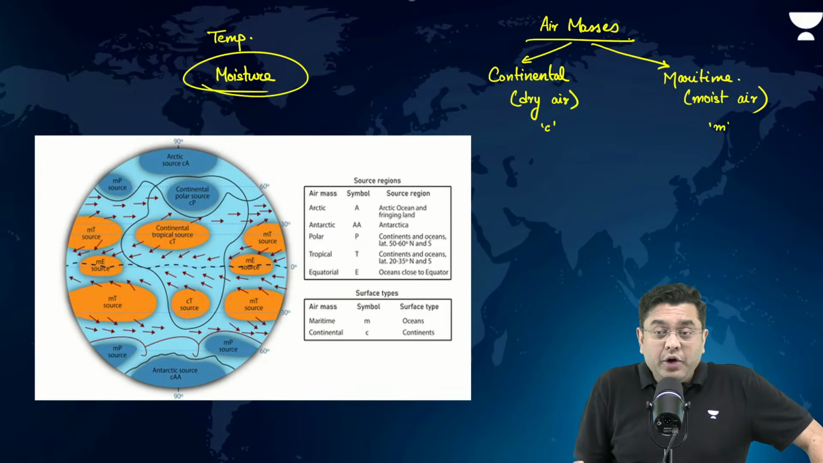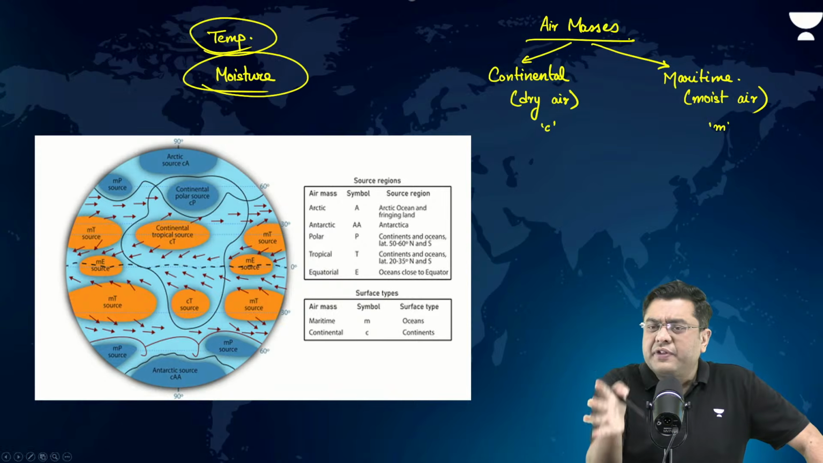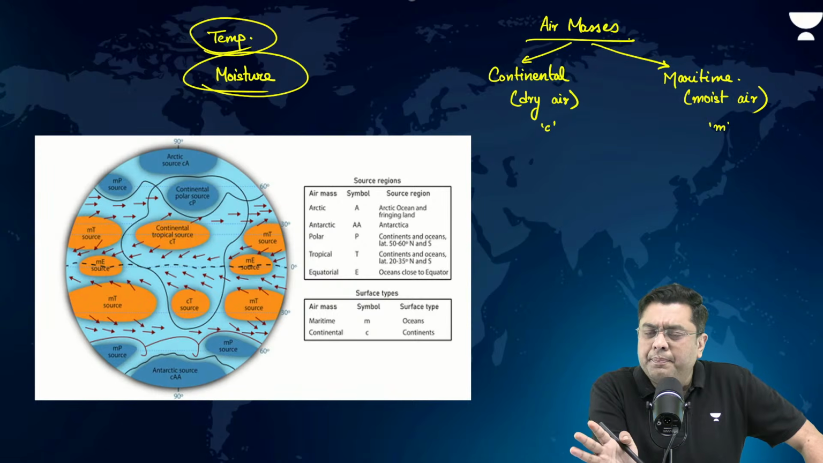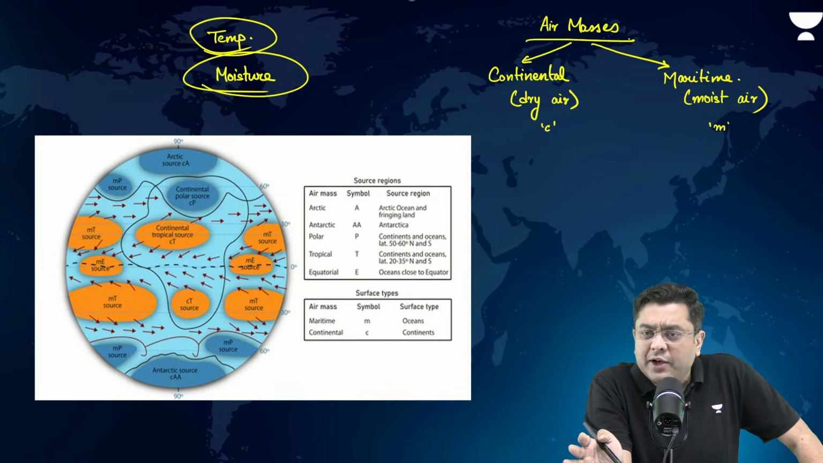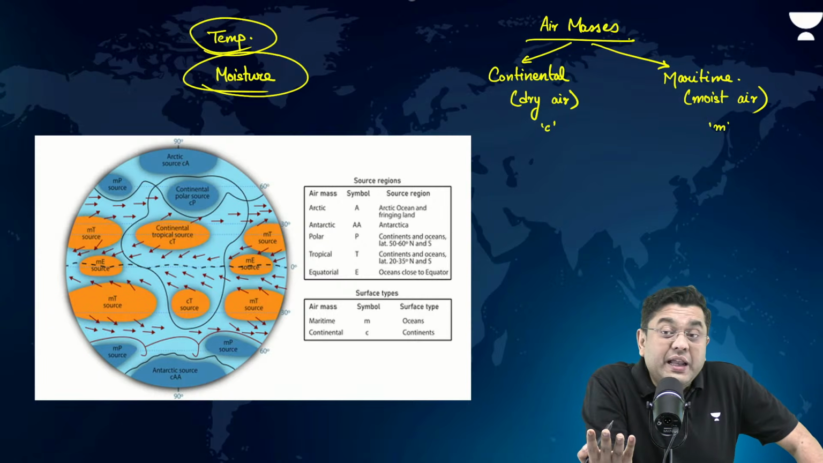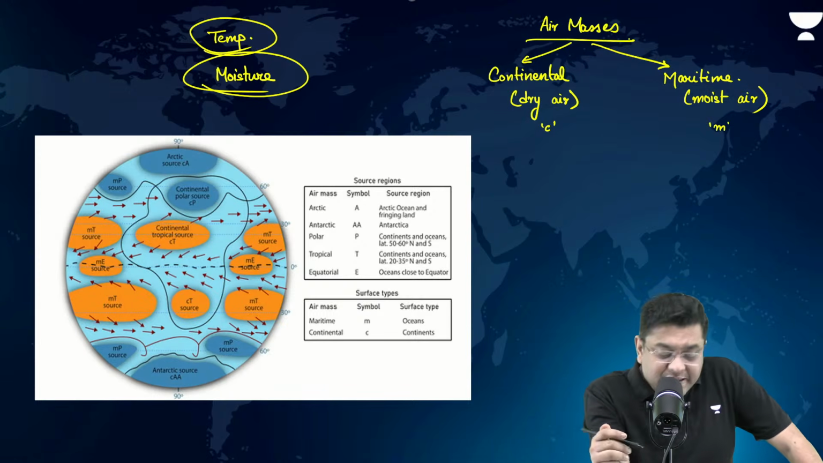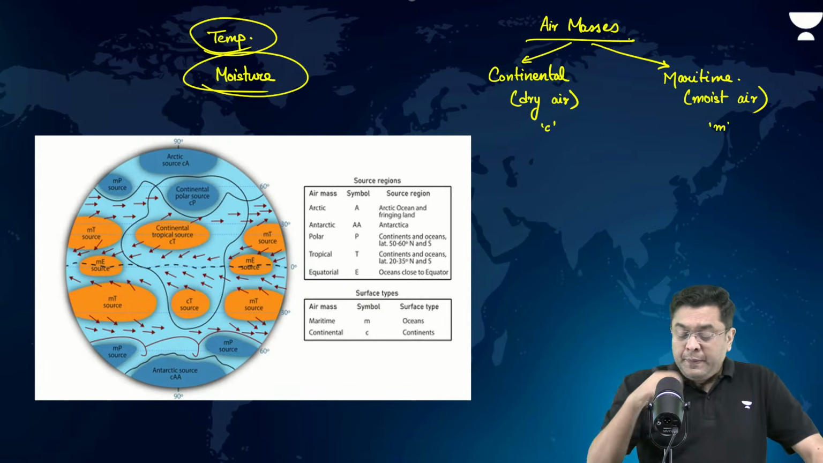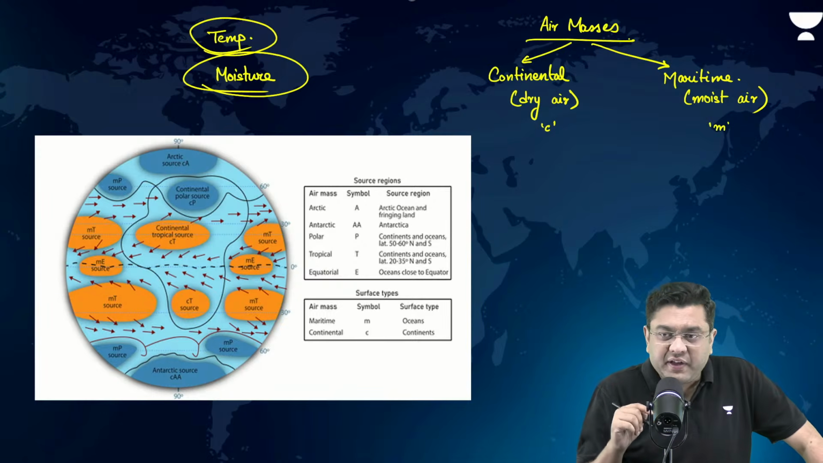Then comes the role of temperature. Now, even if I ask a layman, a general person who has not studied geography, where will it be colder, India or Antarctica? Everybody can come to a conclusion: Antarctica will be colder, India will be warmer. So, based upon the latitude also, temperature changes. So based upon the temperature condition, you have the classification of air masses, and here a suffix is added.